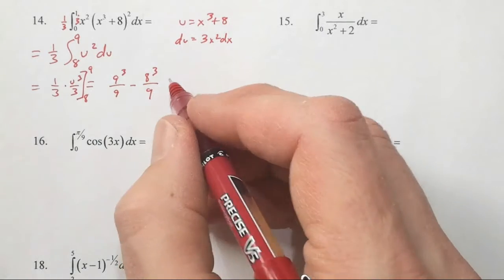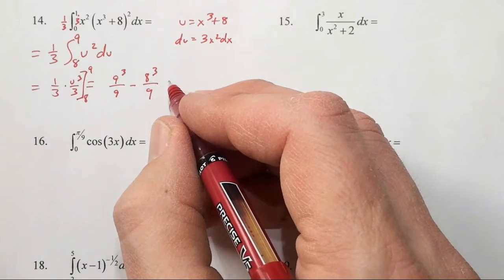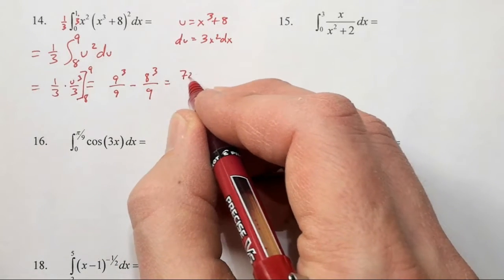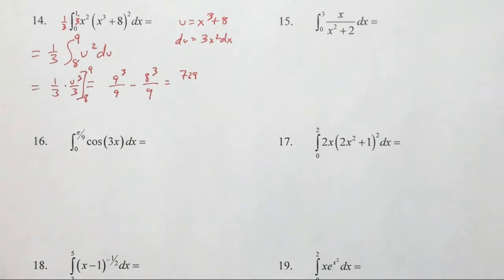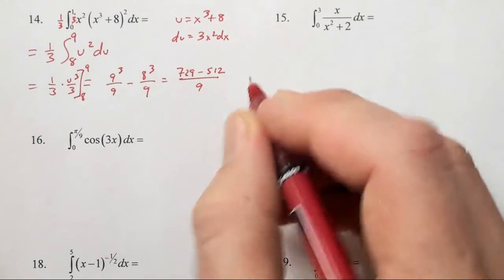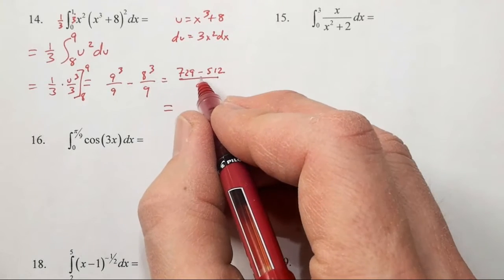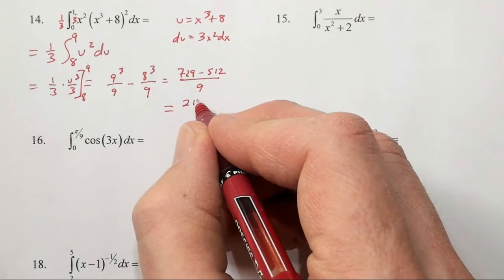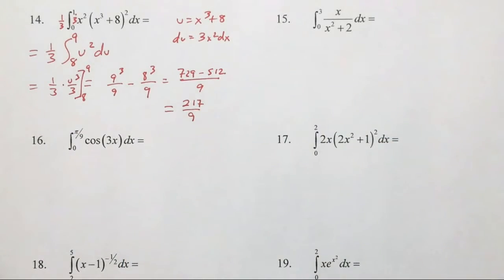9 cubed is, 9 squared is 81, so 9 cubed is 729. 8 cubed would be 64 times 8, which I believe is 512. So we can put that down. So we're looking at 217 ninths.